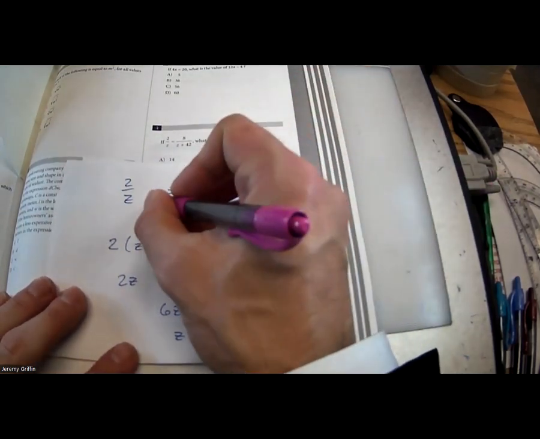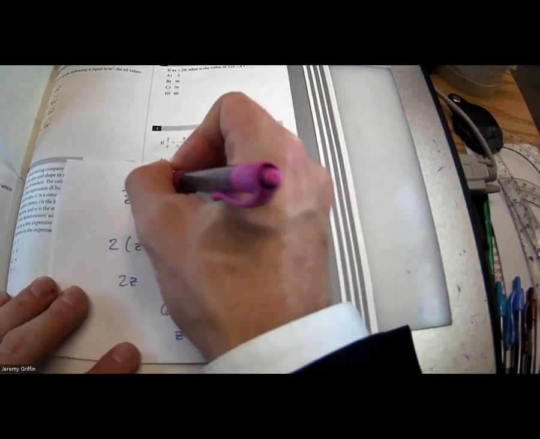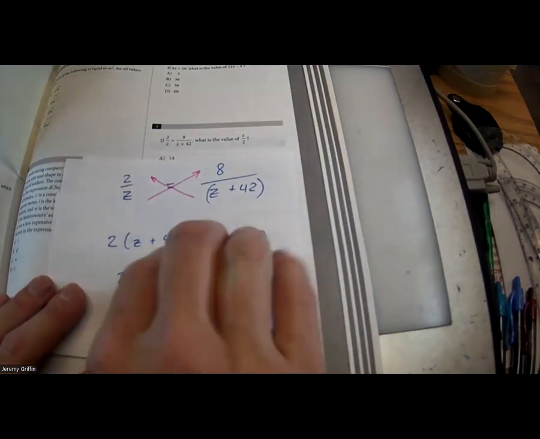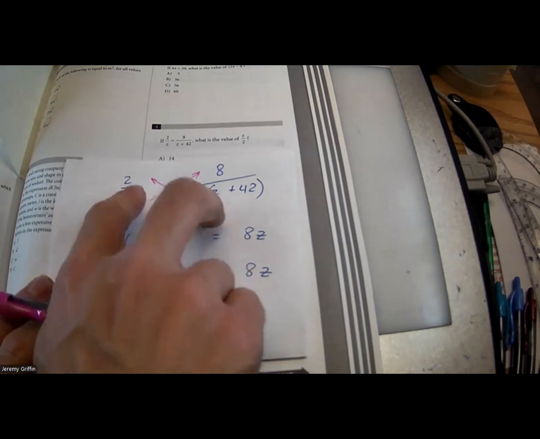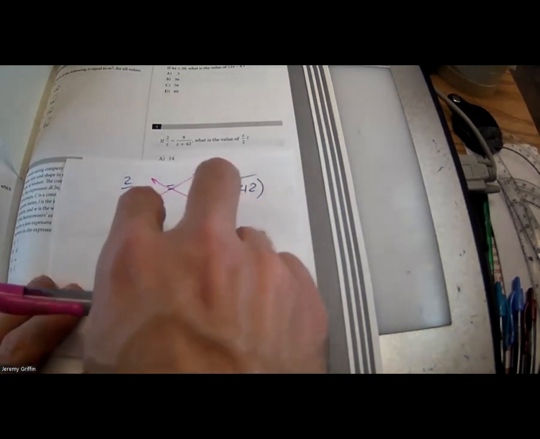First thing I did was cross multiply. This multiply up here, this multiply up here. Okay, can that be true? And wouldn't that give you a line that looks something like this? Like 2 times (z plus 42) equals 8 times z.